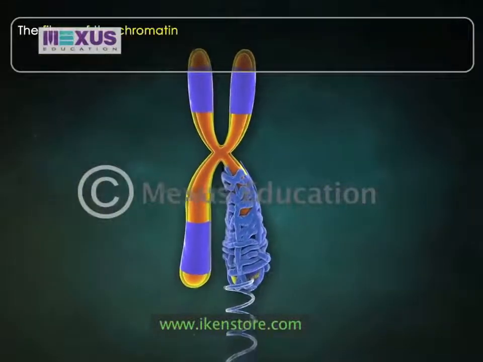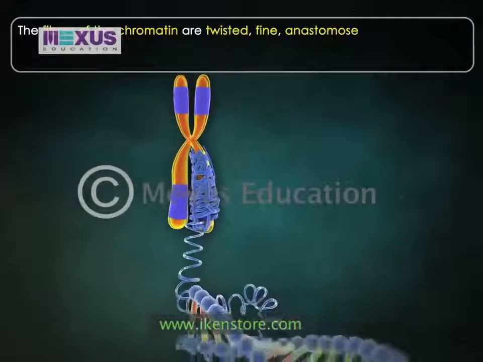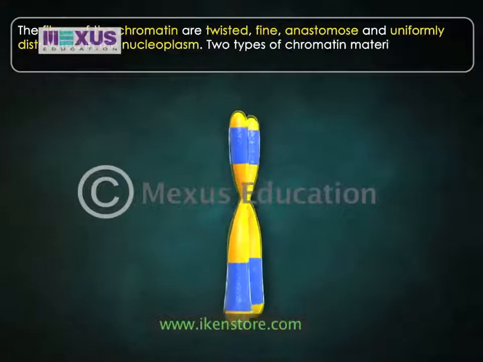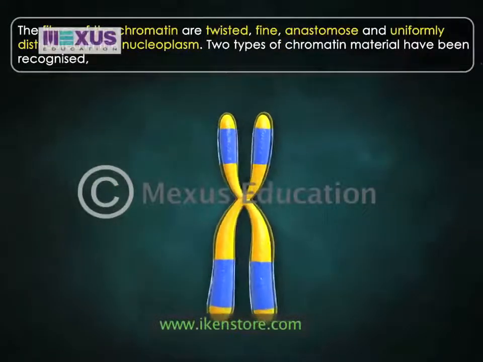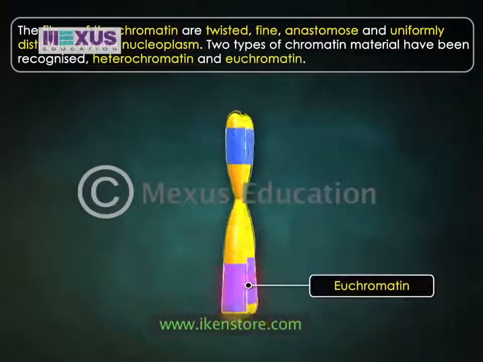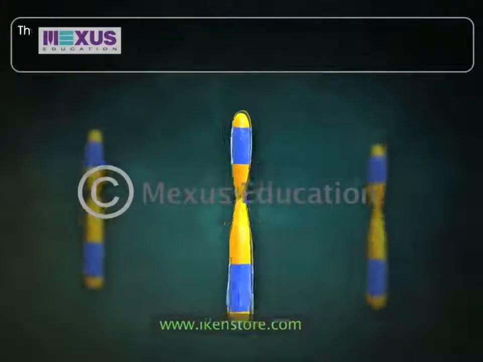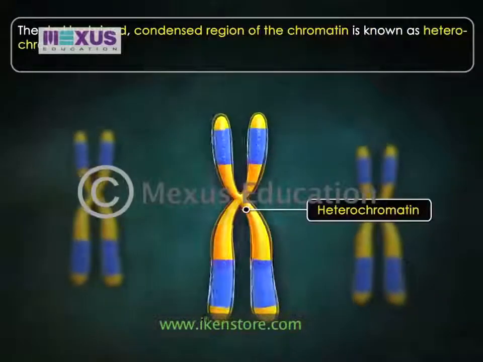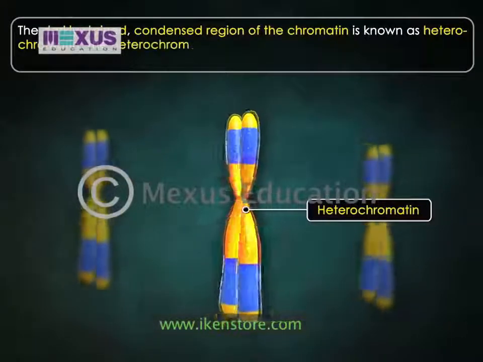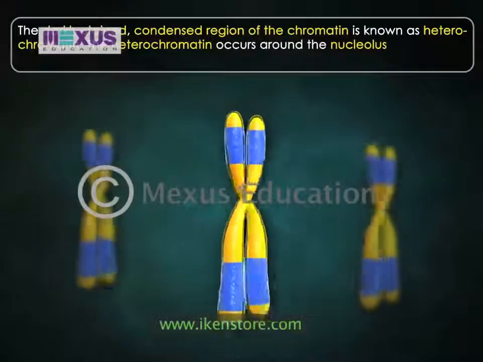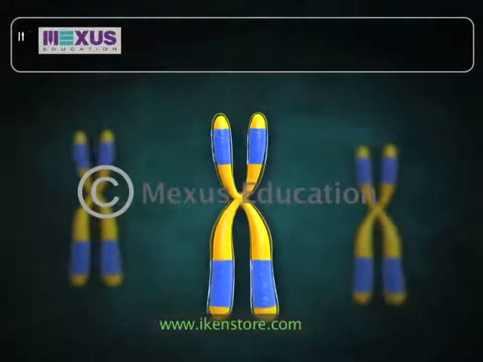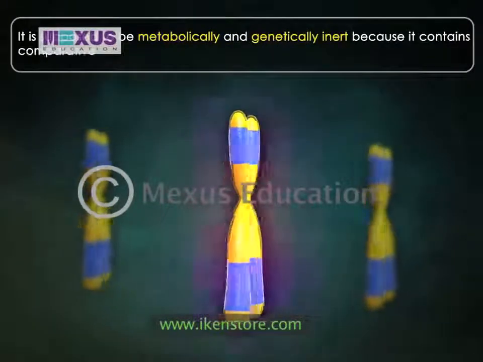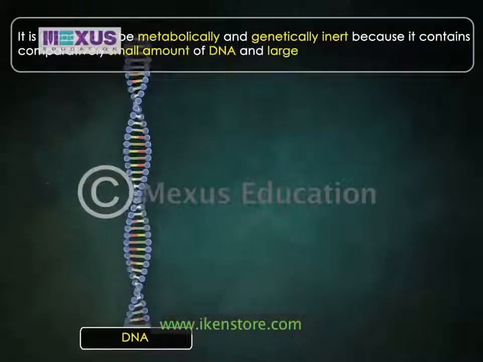The fibers of the chromatin are twisted, fine, anastomose and uniformly distributed in the nucleoplasm. Two types of chromatin material have been recognized: heterochromatin and euchromatin. The darkly stained, condensed region of the chromatin is known as heterochromatin. The heterochromatin occurs around the nucleolus and at the periphery. It is supposed to be metabolically and genetically inert because it contains comparatively small amounts of DNA and a large amount of RNA.